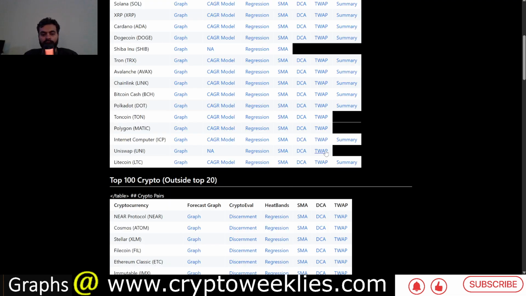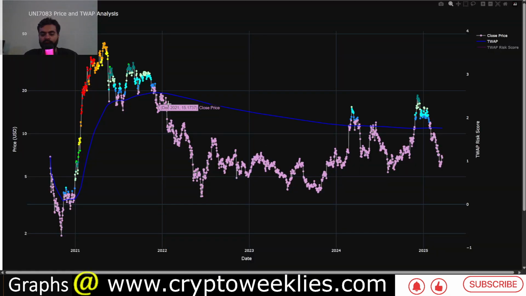So as a composite of all the models, we will discuss that. Before that, we will visit the time weighted average price, which helps identify a bear market accumulation phase with respect to the price and the time weighted average price, that is the blue line. Again, all of the models handcrafted by myself. Again, a lot of hours went into this.